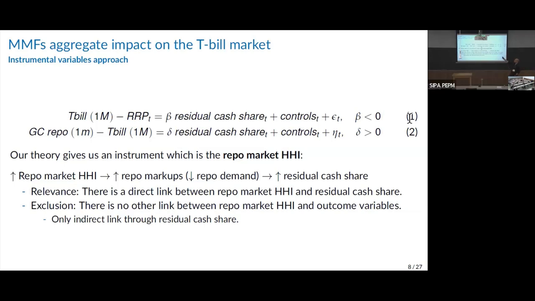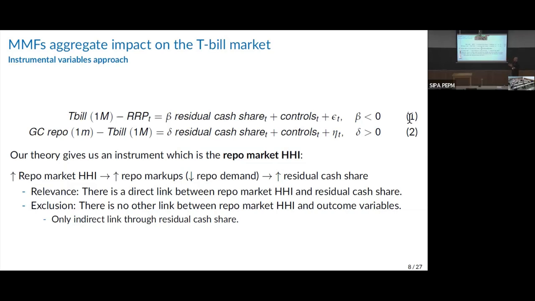So we're going to have the 1 month T-bill rate minus RRP rate that takes into account a couple of the macro factors that are basically incorporated into this. And lots of controls that are standard in the literature, and our variable of interest is going to be residual cash. So we're going to be using two instruments. One is what our theory gives us, so I'm going to be focusing mostly on that one. That is the repo market HHI. So this is the channel that I told you. This is a relevant instrument from the eyes of the theory, because there's a direct link between repo market HHI and the residual cash share.